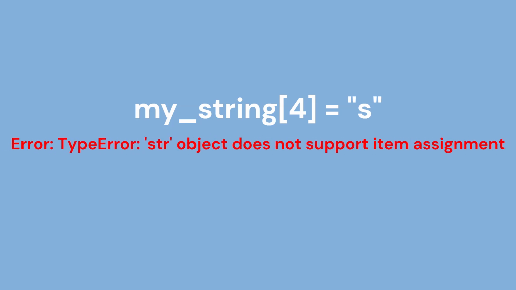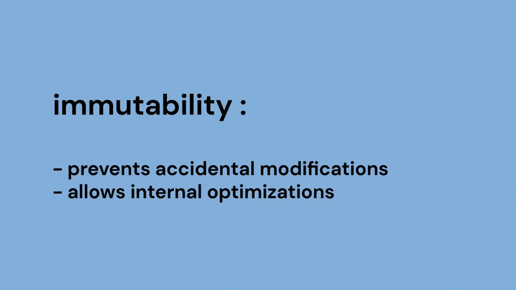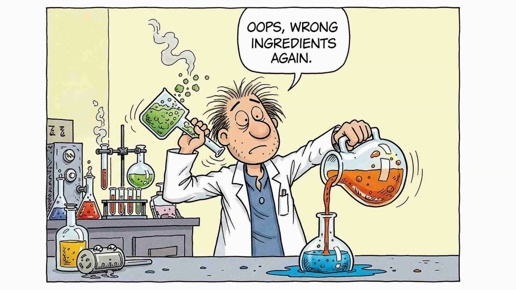Immutability. Strings in Python are immutable. That means once created, you can't change them directly. Try this: my_string[4] equals S. Boom! You get the message: TypeError, 'str' object does not support item assignment. This immutability is intentional. It prevents accidental modifications and allows internal optimizations. And in science applications, this safety and performance are super important. Think of it like a lab safety rule. You don't just swap chemicals mid-reaction.